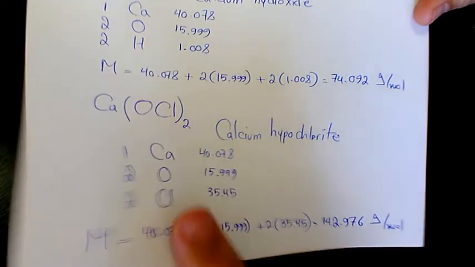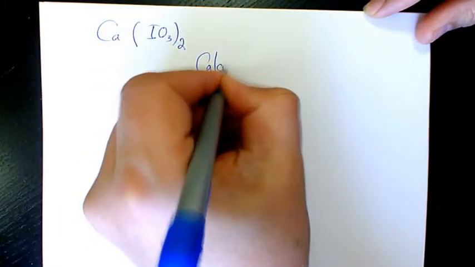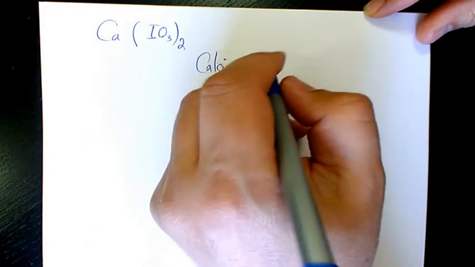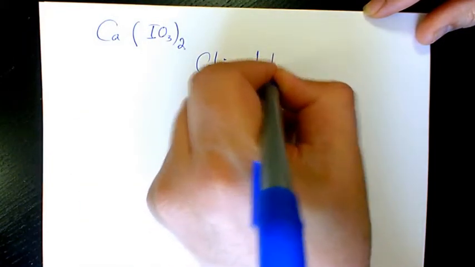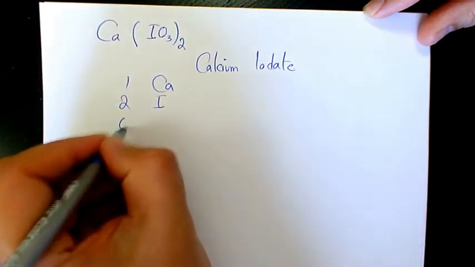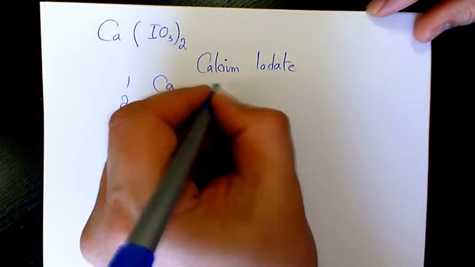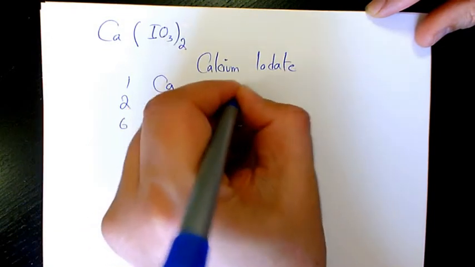This is the molar mass. Next one is going to be calcium iodate. We have 1 atom of calcium, 2 atoms of I, 6 atoms of oxygen, because 3 times 2 is going to be 6. And the atomic mass of calcium is 40.078.